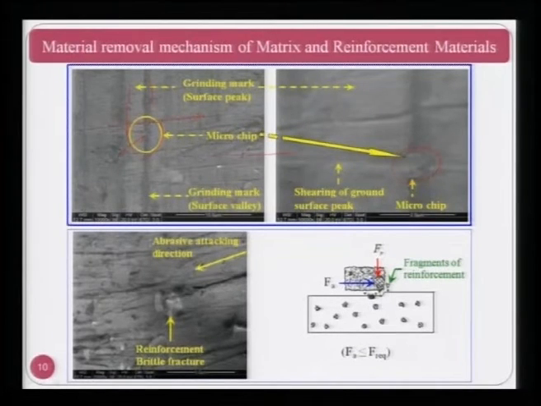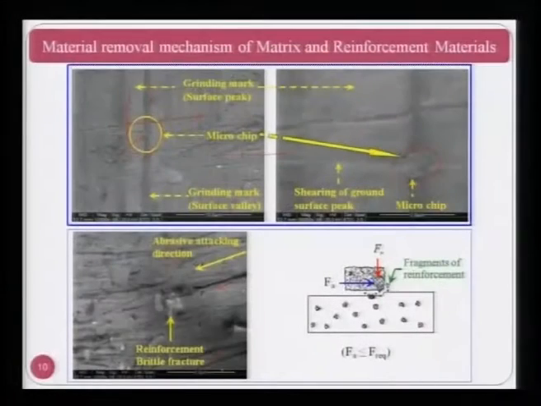Now if you see the next figure, bottom figure left side, the abrasive attacking direction, you see this tunnel being formed over there, and this is the direction in which the abrasive particle of the medium is attacking the workpiece surface. Now it encounters the reinforcement, and because a large force is applied by the medium and the abrasive particle on the reinforcement, brittle fracture of the reinforcement takes place and part of the material from the reinforcement is removed.